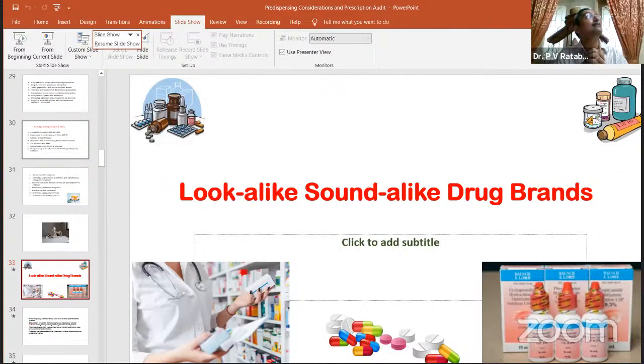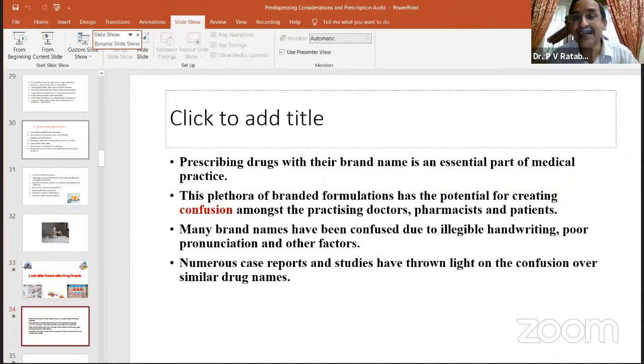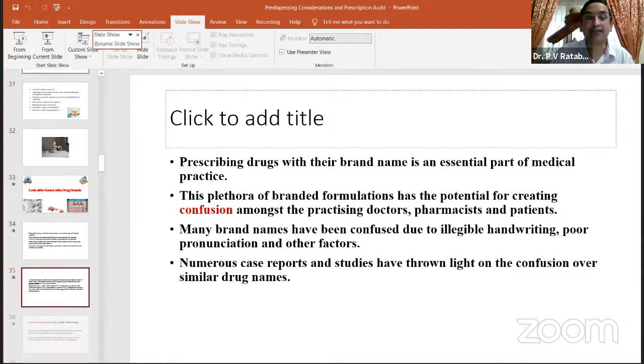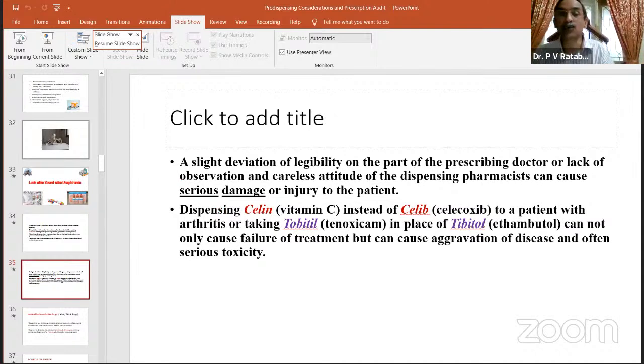Now, the second important thing, we'll rapidly go through look-alike, sound-alike drug brands. This is a 1 hour lecture by itself, but I've just picked salient features because you come across this every day in the pharmacy. As you know, prescribing drugs with a brand name is an essential part of medical practice, but there is such a plethora of branded formulations that it has great potential for creating confusion among doctors, pharmacists, and patients. Plus, there is illegible handwriting which nobody can read, and one drug can look like another on a prescription, and you can commit a disastrous error. So a slight deviation of legibility can cause serious damage.